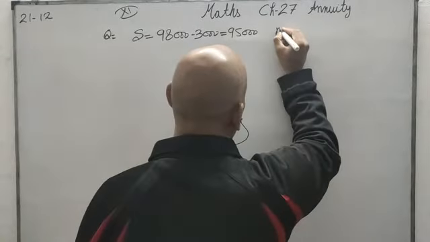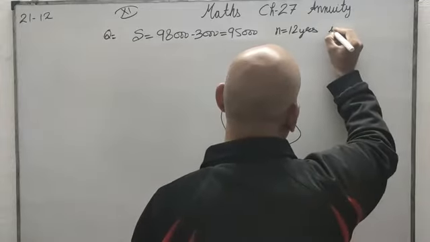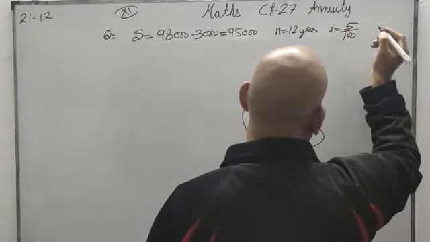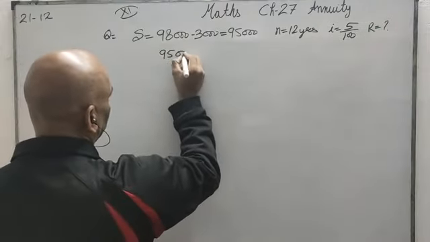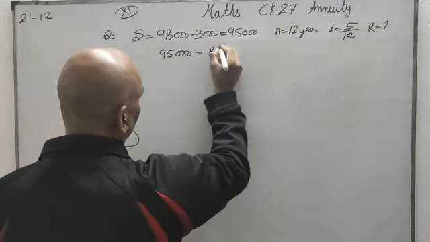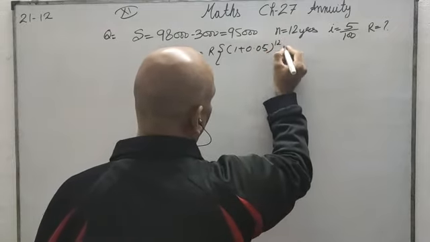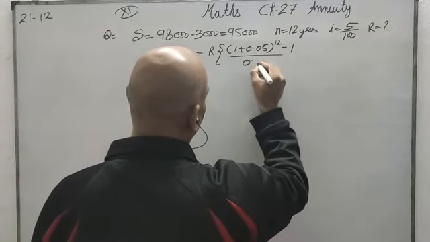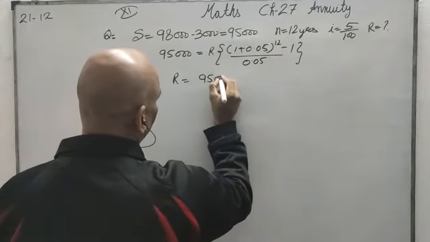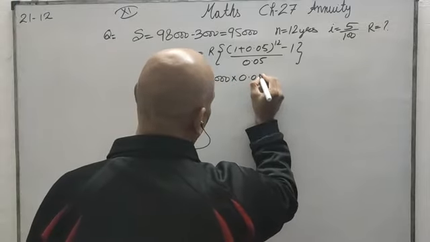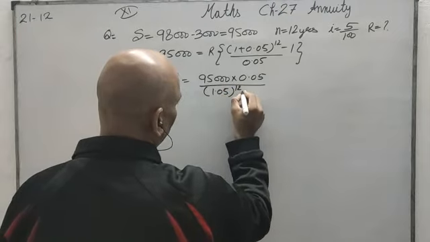So n is 12 years, and annually it is to be done. Rate he was telling 5%, so 5 upon 100. R he wants to know. So 95,000 is equal to R times (1 plus 0.05) to the power 12 minus 1, upon 0.05. So to get the value of R, 95,000 will be multiplied by 0.05 and divided by 1.05 to the power 12 minus 1.